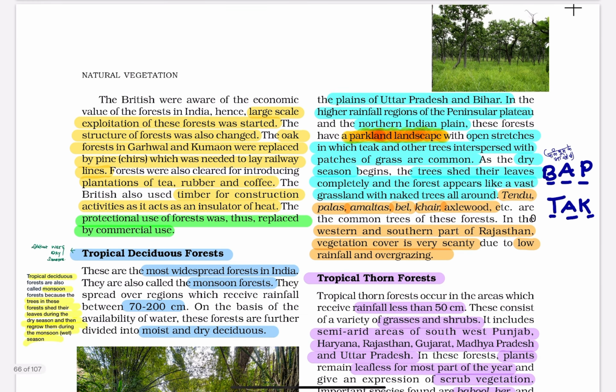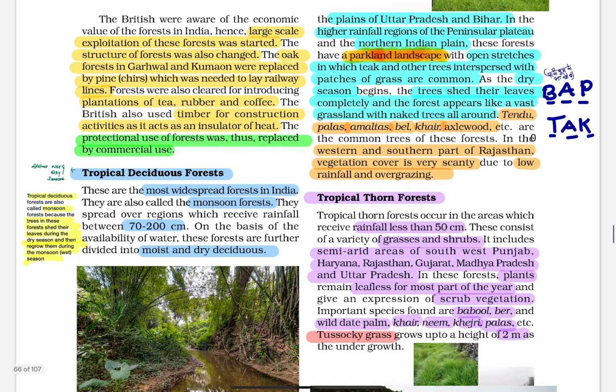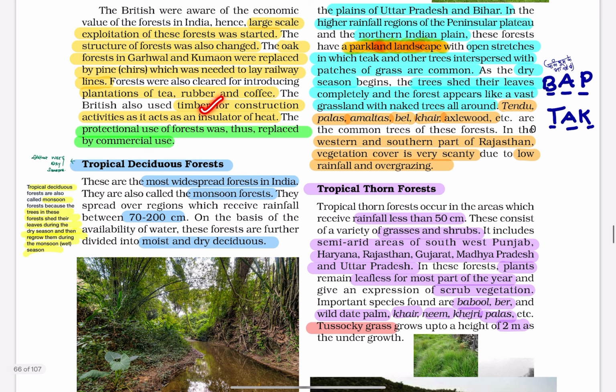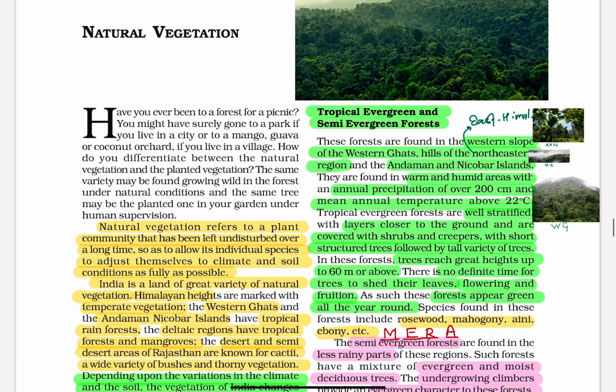I don't think that should be called natural vegetation anymore, because they changed the character, right? Forests were also cleared for introducing tea, rubber, coffee. It's even happening in the Amazon also. The British also used timber for construction activity because it's an insulator of heat. So timber was used, and forest was cleared for rubber, agriculture, tea, coffee, basically commercial forestry. Then the protectional use of forest was replaced by the commercial use. Okay, so this is all about the tropical evergreen and semi-evergreen forest.